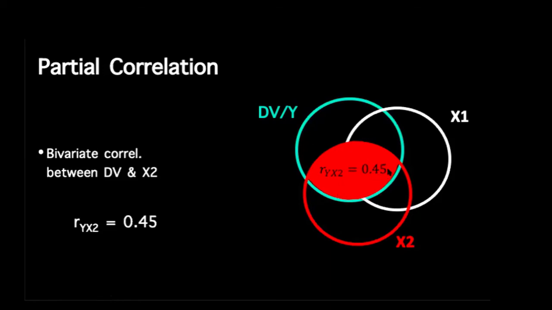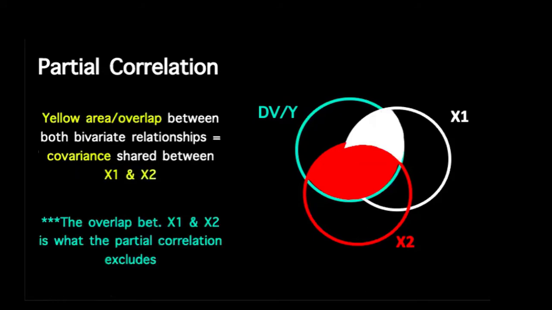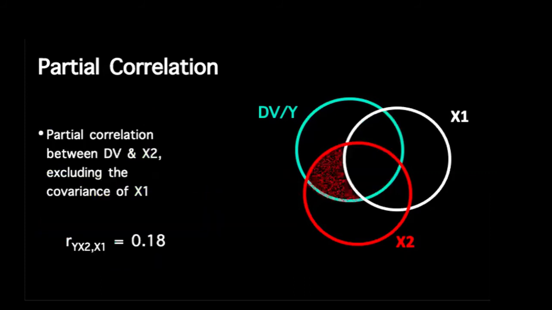So that would be my area of overlap as well, okay? But you can see that there is some degree of overlap between variable x1 and variable x2. What partial correlations do is exclude this overlap area between x1 and x2. By doing that, we end up isolating any given part, right?